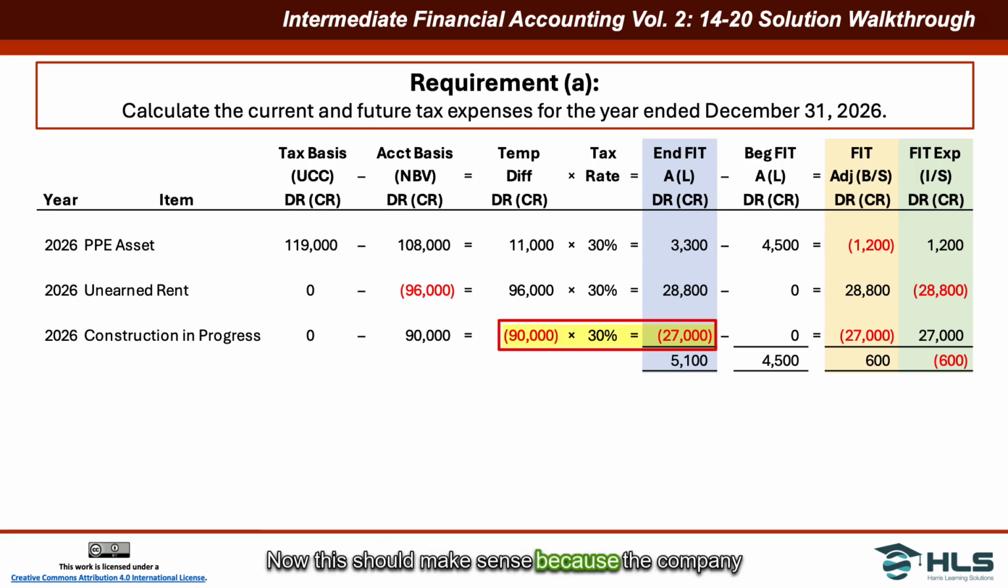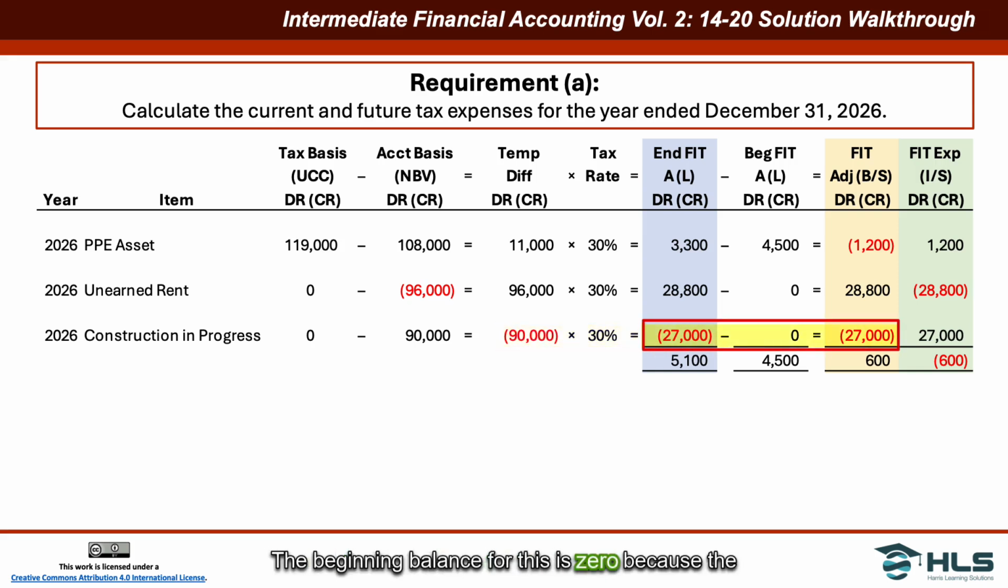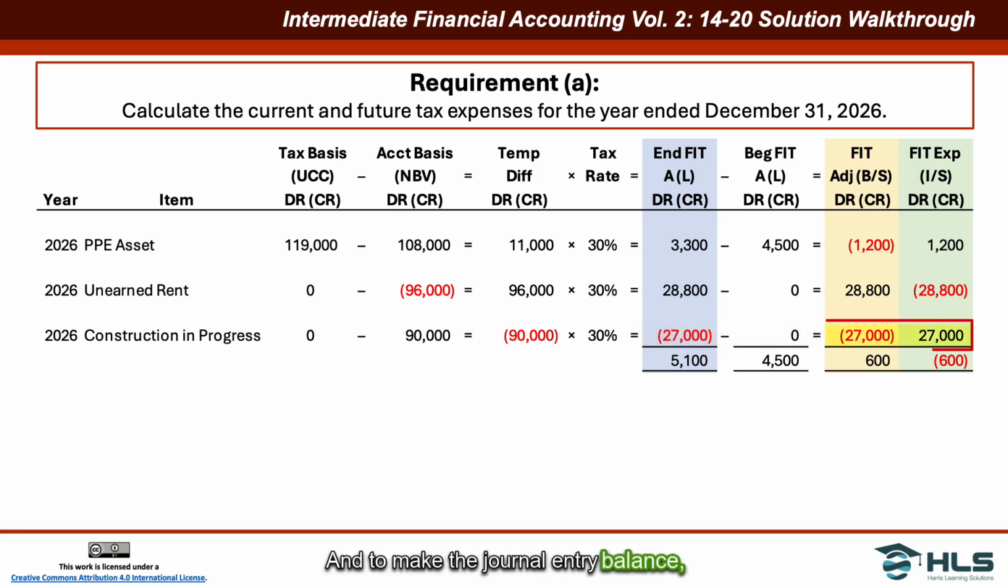Now, this should make sense because the company uses the completed contract method for tax purposes, and all the taxes paid on the revenue will be when the contract is complete. The beginning balance for this is zero because the contract was just undertaken during the year. Therefore, the adjustment necessary to arrive at an ending credit balance in the future tax account for construction in progress of $27,000 is a $27,000 credit. And to make the journal entry balance, this results in a $27,000 debit to future tax expense on the income statement.